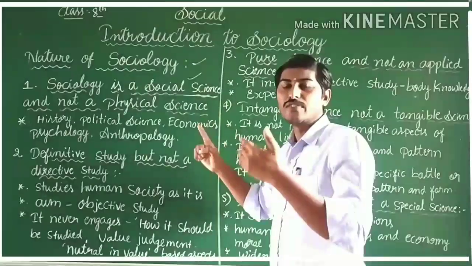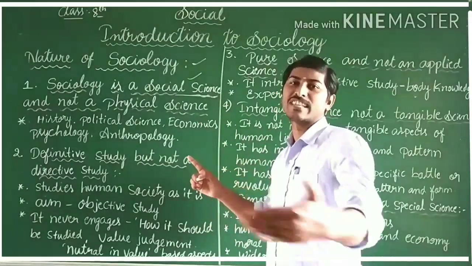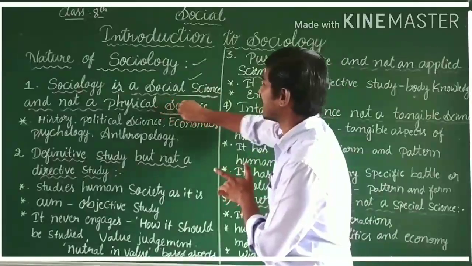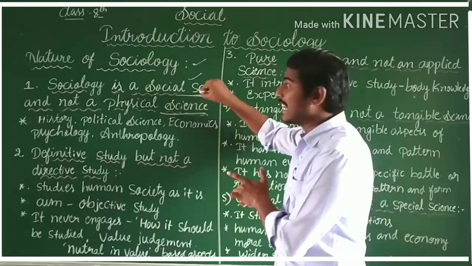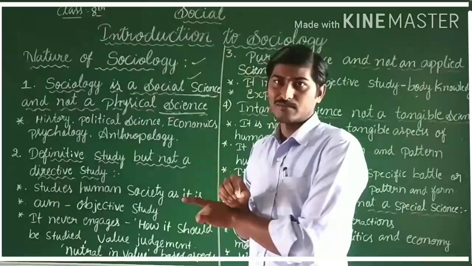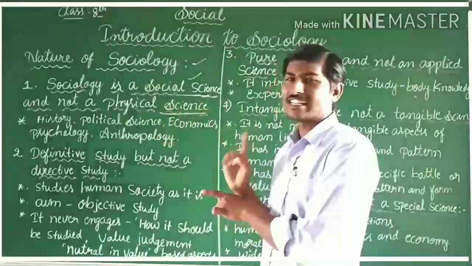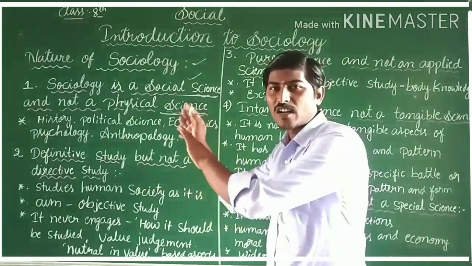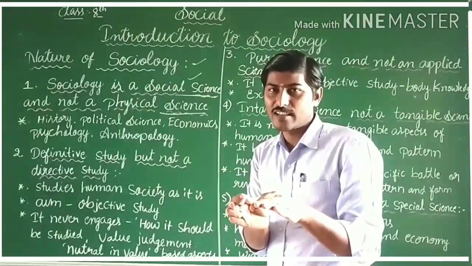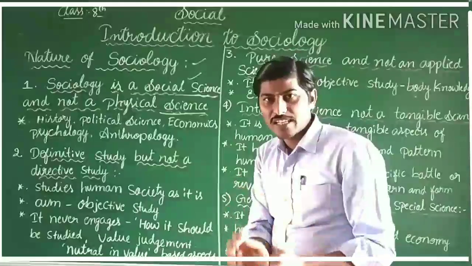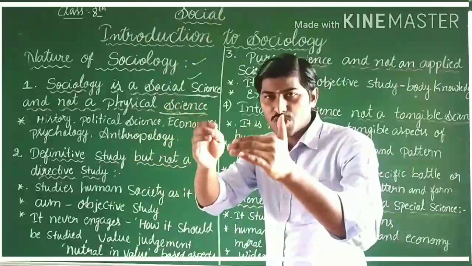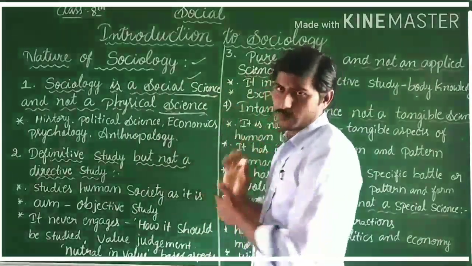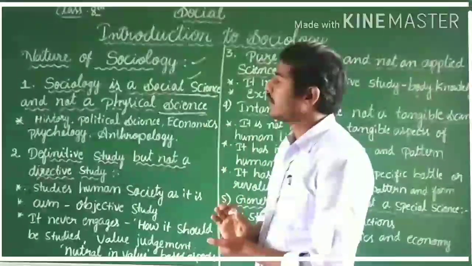Physical sciences are physics, chemistry and biology. Sociology is not like those physical sciences. It is a social science. History, political science, economics, psychology and anthropology all come in the social sciences group. Like that, sociology also comes from the social science group, not from the physical science group. This is the first nature of sociology.